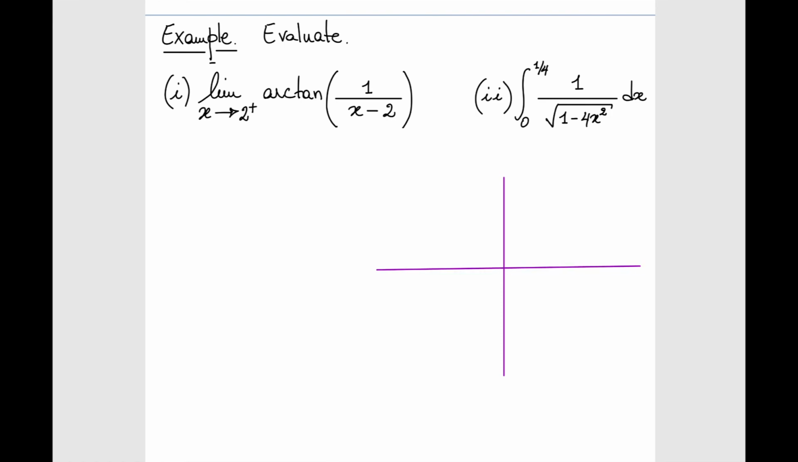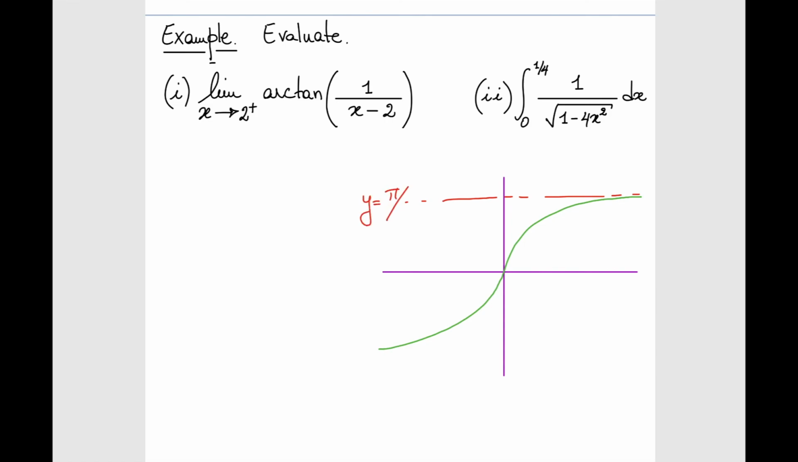Okay, that's not horizontal. One more time. So something like this. Okay, so arctan, as we said, if you recall this part, has two horizontal asymptotes. These asymptotes are y equals pi over 2 and y equals negative pi over 2. Okay, so the green part is arctan of x.